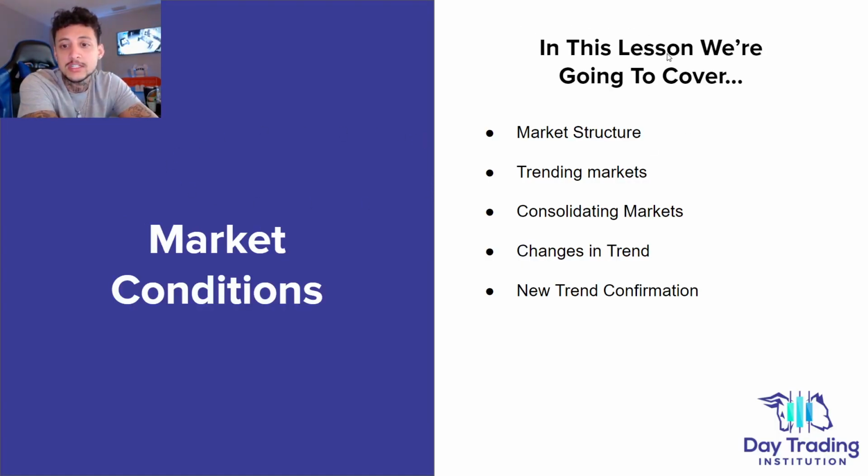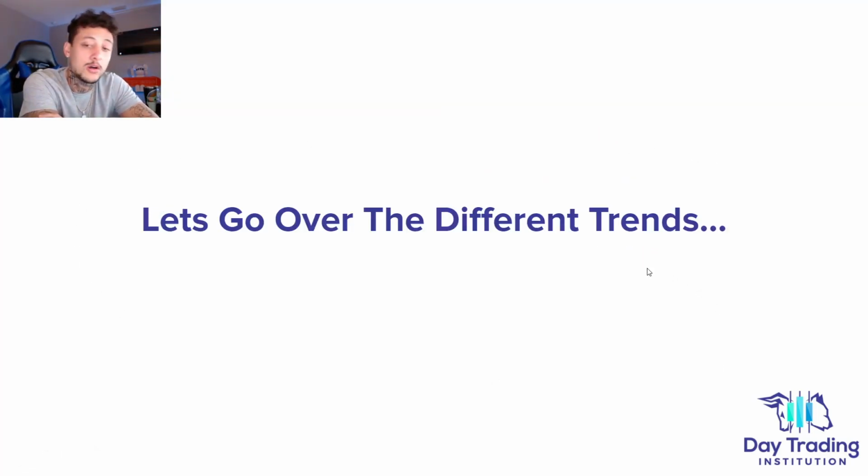Now, in this lesson, all we're simply going to cover is market structure, trending markets, consolidating markets, changes in trend, and the new trend confirmation. So now let's cover the different types of market conditions, the different types of trends that we're going to see within the markets. So again, later on, we can implement everything that we learn in this section and look for the best opportunities within the market.